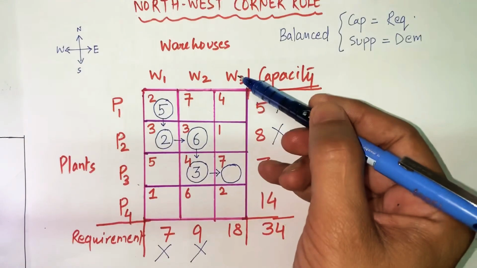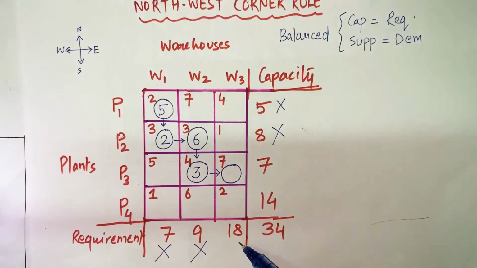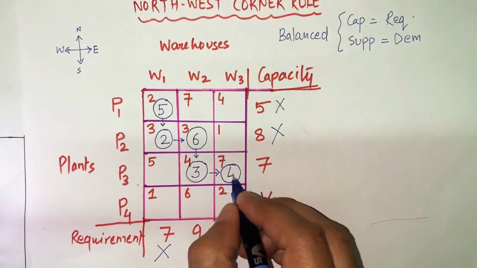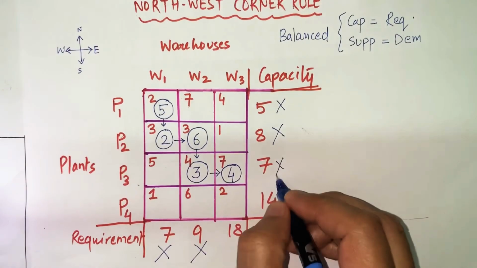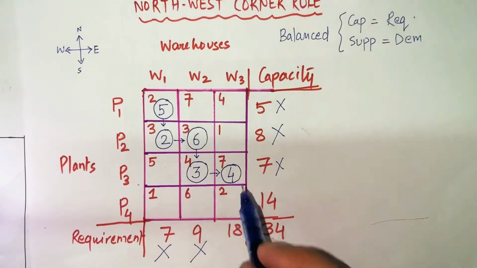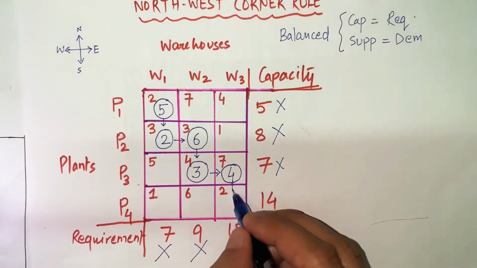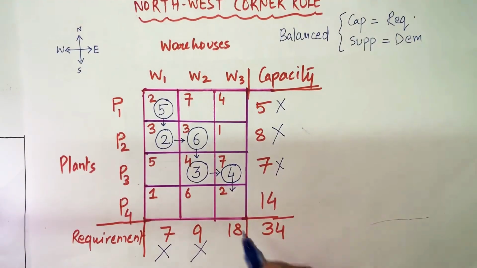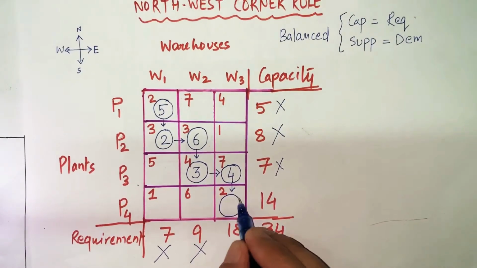Now I need to check whether W3 has a capacity to consume 4. Yes, it does. It actually has a capacity of 18. So all 4 it can consume here. That means P3 was having 7 units, all are being shipped, some to W2, some to W3. Now, or you can think that I cut a row, now I'll move into the column. This is the last cell.